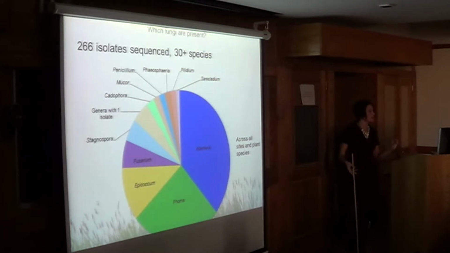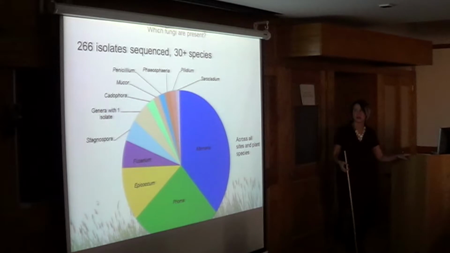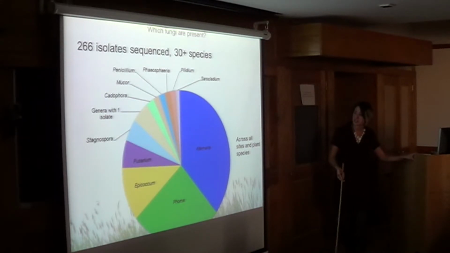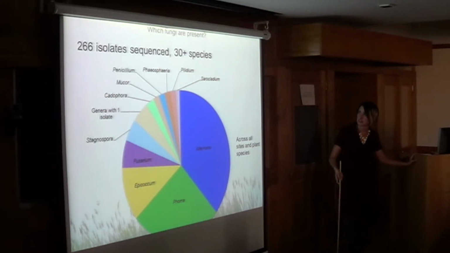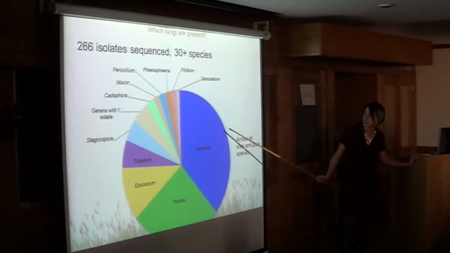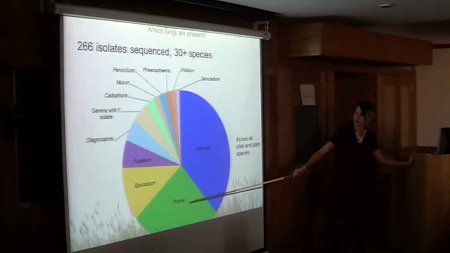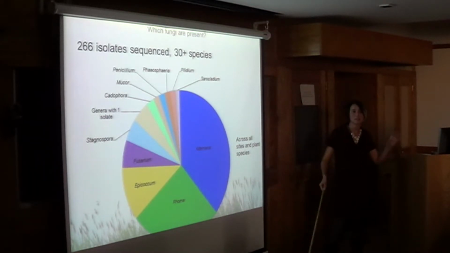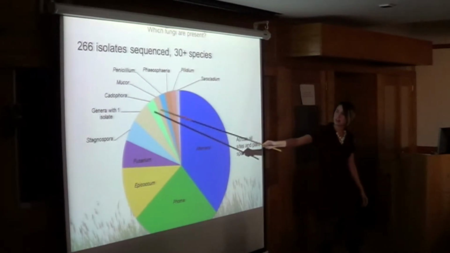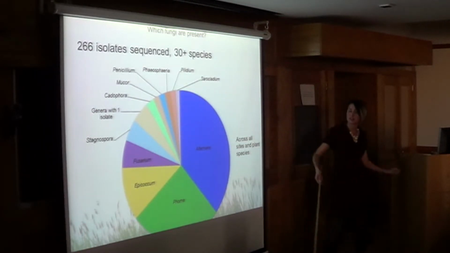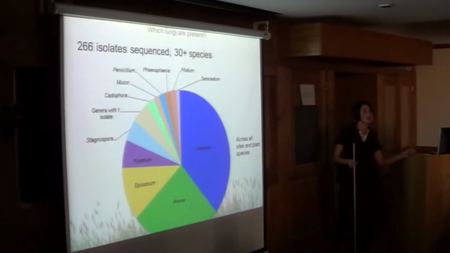And so far, I have a larger culture collection of around 1,000, but so far we've sequenced about 266 isolates, and we're seeing a lot of different fungal species. So here, Alternaria, Phoma, Epicoccum, and Fusarium seem to be the dominant genera. But there are a lot of others, especially in this group, genera with 1 isolate.